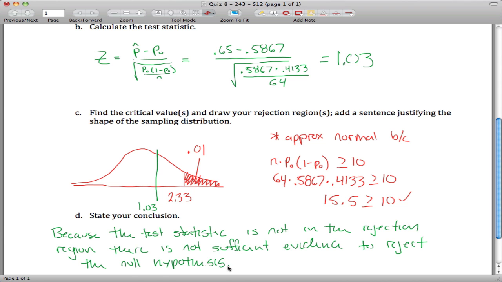We're not saying that our null hypothesis is wrong. We're not saying our null hypothesis is right. We're just saying there's not enough evidence to conclude that it's wrong. So that's our conclusion. That's the end of this problem.